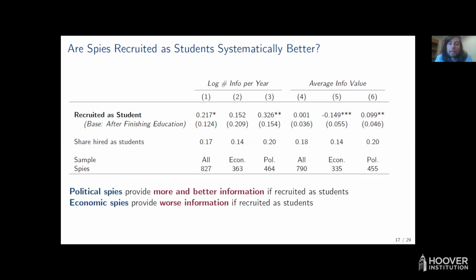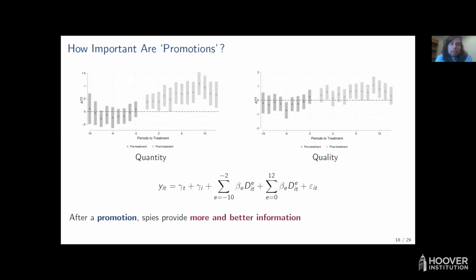And for economic spies, we find that they provide worse information if they were recruited as students. So we have not been able to dig into this more, but our current hypothesis is that for political spies, it matters a lot at which institution and at which job you work in. Whereas if you would just try to place an economic spy at, say, Microsoft today, it's not as clear whether that spy would then eventually obtain a position that is of use for the Secret Service. And so what seems to make more sense there is to hire spies when they are already in the good positions.